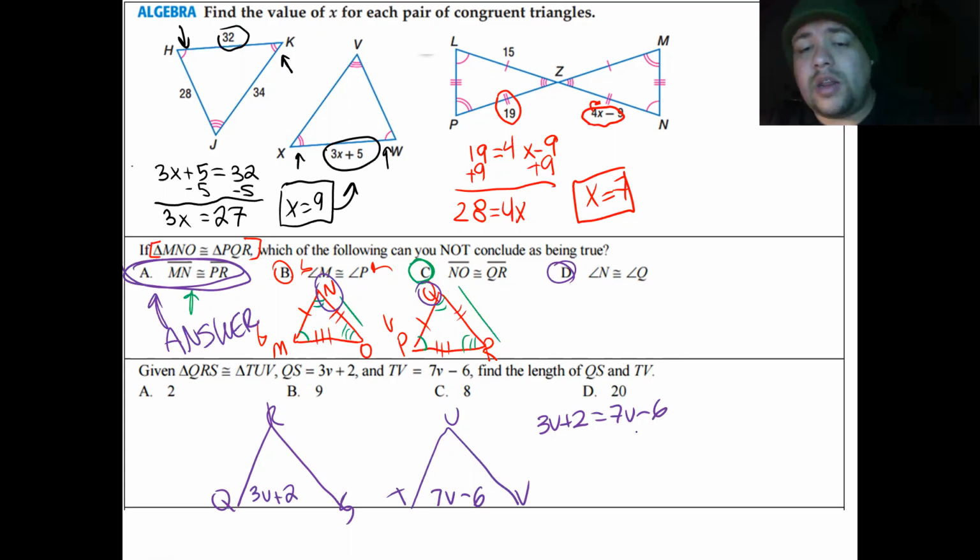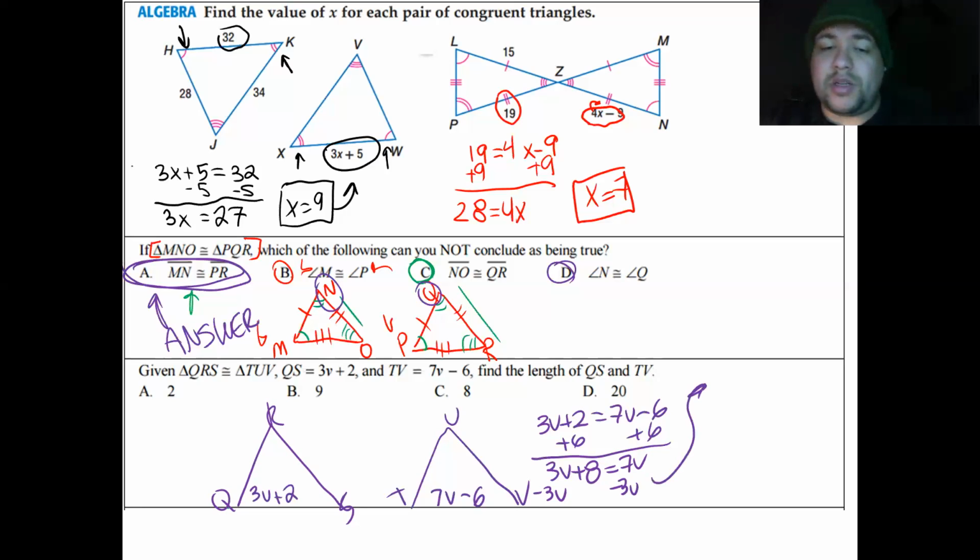So I'm going to go ahead and add 6 to both sides. I like using positive numbers. It's just easier for me to see. 8 plus 3V is equal to 7V. And then I want to subtract out 3V from both sides. This is going to help us out. I'm going to try to write this over on the top, guys. I apologize. We're going to get 8 is equal to 4V. Divide both sides by 4. We're going to get V is equal to 2.